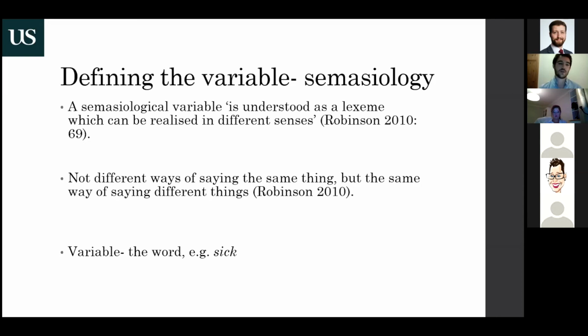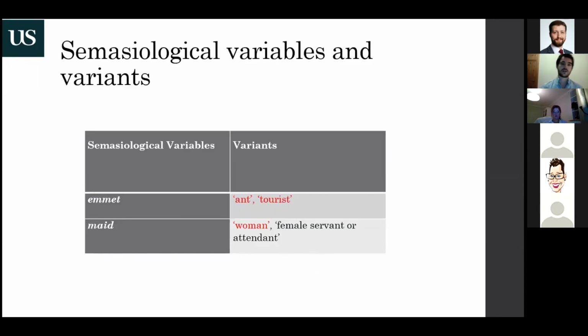So the example would be that the variable could be the word, such as sick, and variants of the meanings, such as unwell, evil, or good. And in the context of this research, I'm looking at 2 semasiological variables, which incidentally are actually variants of the onomasiological variables that we looked at earlier. So these are emmet and maid. Emmet has 2 senses in Anglo-Cornish dialect, both of which can be considered to be Anglo-Cornish, whereas maid has 2 senses, one of which can be considered Anglo-Cornish, which is woman, and then it also has a standard sort of non-local sense, which is female servant or attendant.